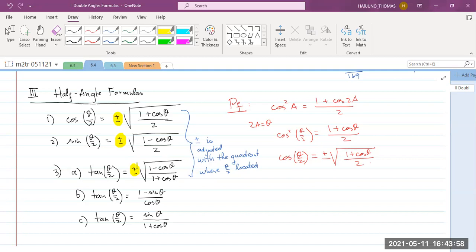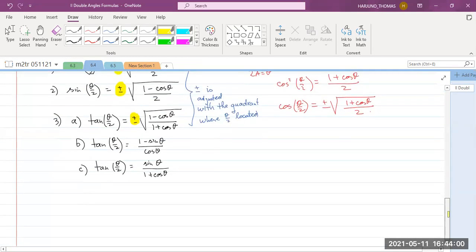Okay. Now, how do we use this formula? One of them is to find out what is 15 degrees. That's half of 30 degrees, right? So how do we use this to find, for example, cosine 15 degrees? Now, cosine 15 degrees is in quadrant 1, so we will use the positive branch.